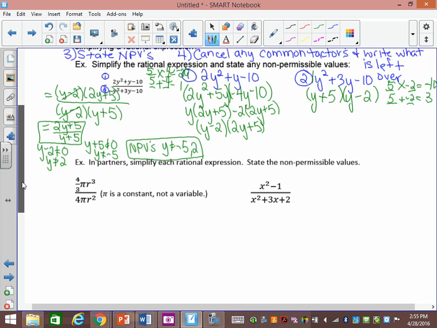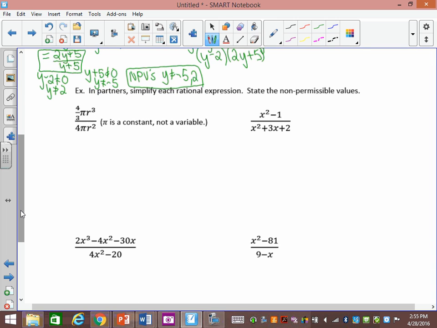Okay? We're going to do the next one together, and then I'm going to get you guys to work on the next 3. This one here is a monomial over a monomial. Monomial means one term because there's no plus or minus signs, right? So anything that's just multiplied, I told you can put it in its own brackets, right? So you're going to go 4 over 3 times pi times r cubed, and then 4 times pi times r squared.